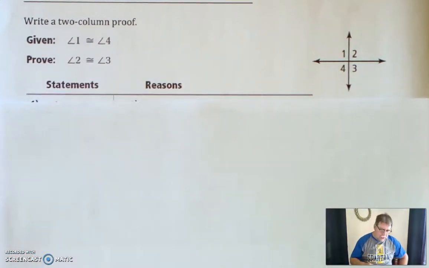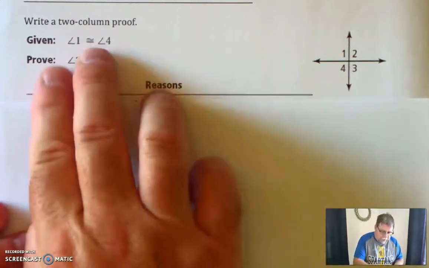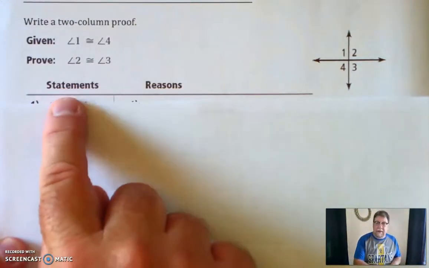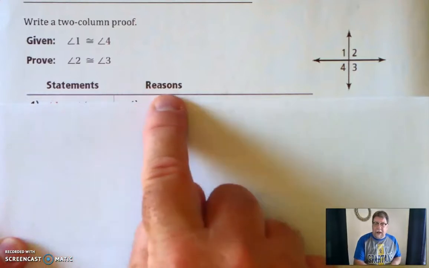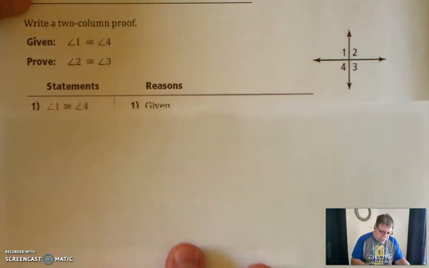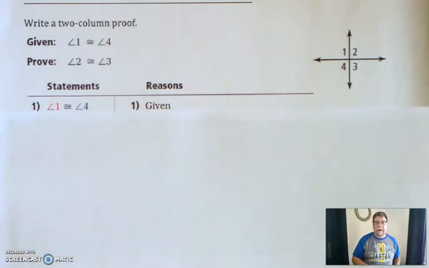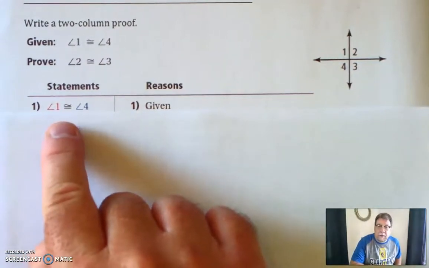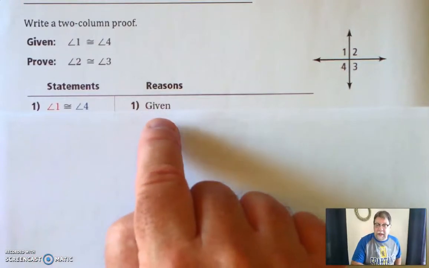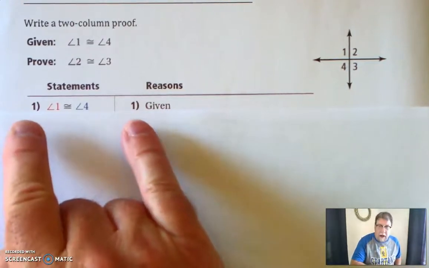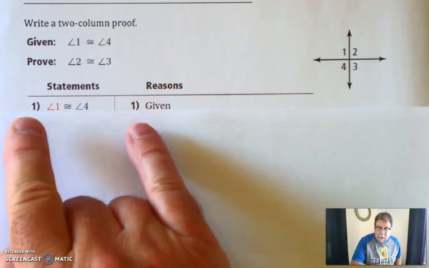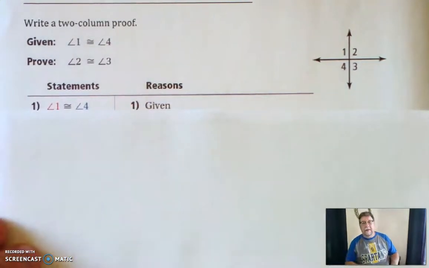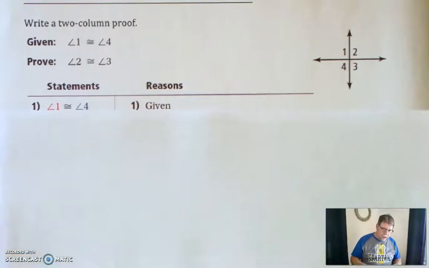A lot of times what I will do is start off with the given information. So again, it's a two-column proof. We'll have a column over here with all the statements, a column over here with all the reasons. The first thing I will do is put in the given information. Angle 1 is congruent to angle 4. Why? It's given. And by the way, you don't have to number your statements and reasons if you don't want to. You could just start off with that information like that.